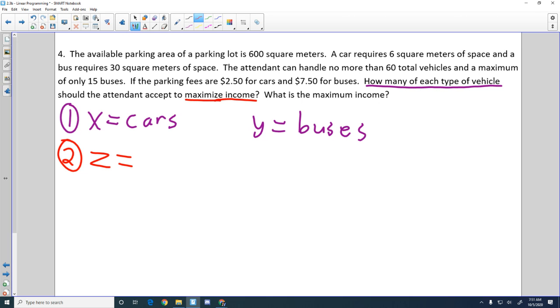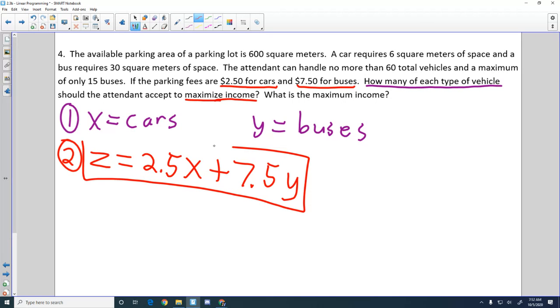So what's the income that I get from a car? Can you guys see in the word problem? $250. That's how much I make for cars. So we'd write 2.5x plus the income from a bus. It's right next to it. $750 for buses. So 7.5y. That's my z function. So we don't graph this. This is what we use in the last step to plug in those x and y values.